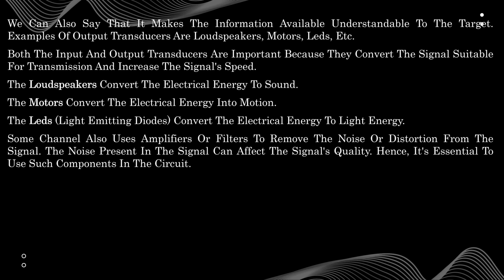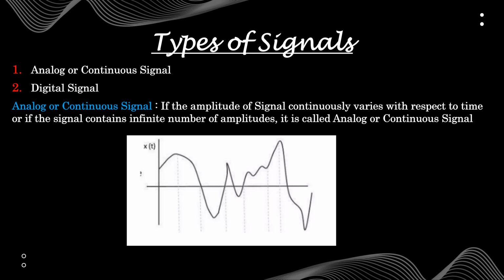Some channels also use amplifiers or filters to remove the noise or distortion from the signal. Noise present in the signal can affect the signal quality. Hence, it is essential to use such components in the circuits.